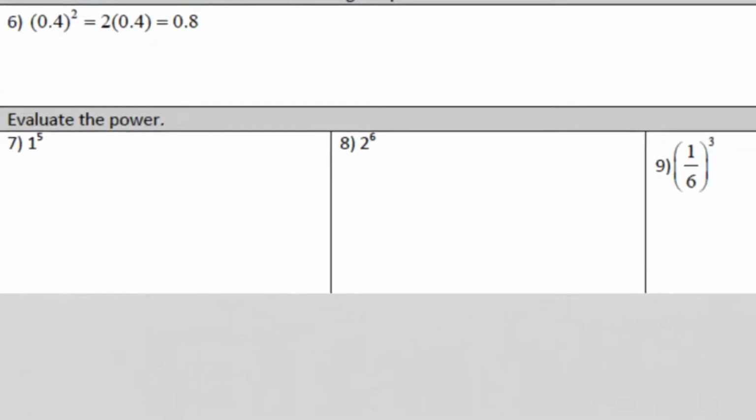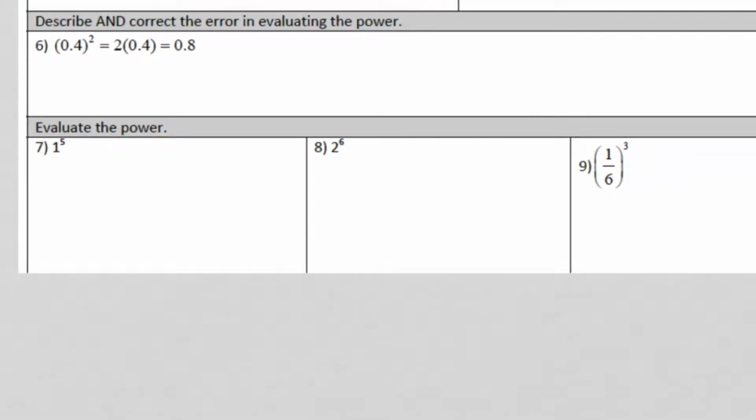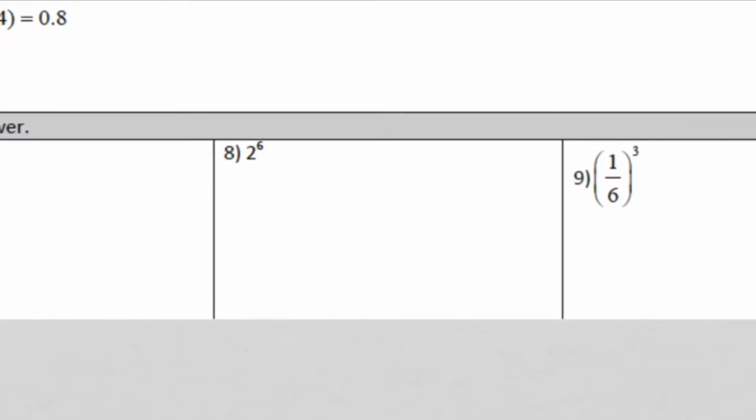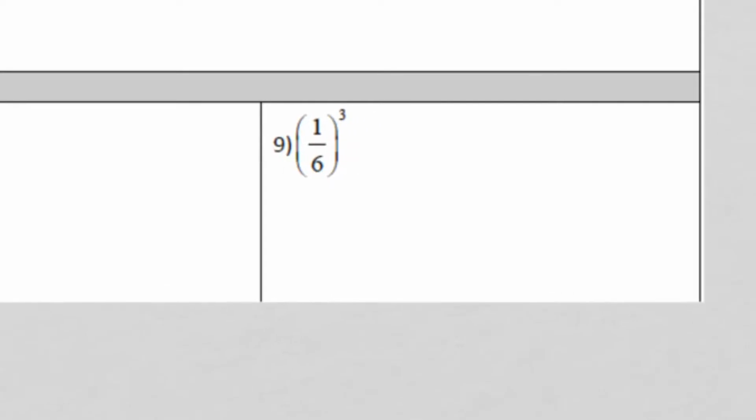Okay, let's look at 7, 8, and 9 here. I'm going to pick a couple here in 7, 8, and 9. It says evaluate the power. Remember, evaluate means to simplify. We're just making the bigger problem into a smaller one. So let's do number 9, because I know a lot of you guys have a hard time with fractions here.